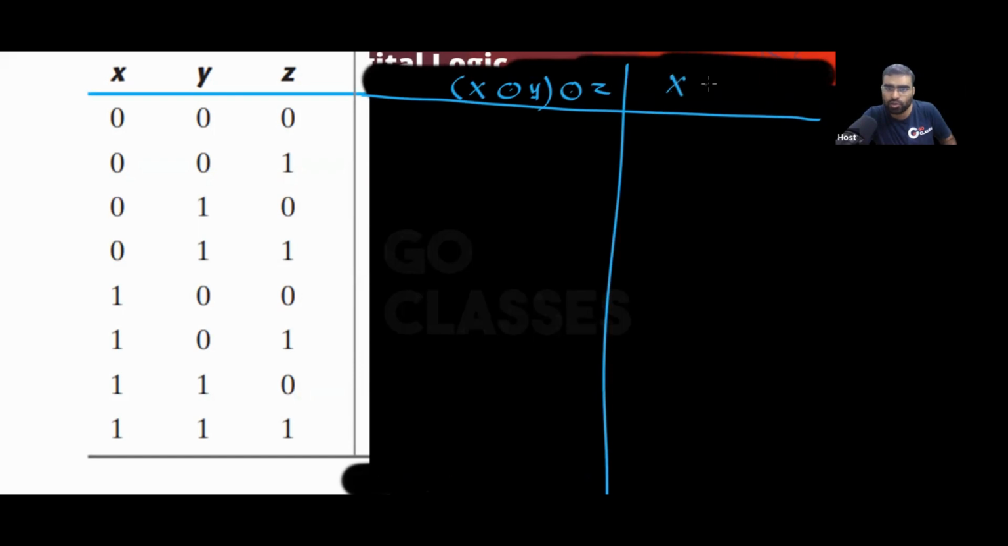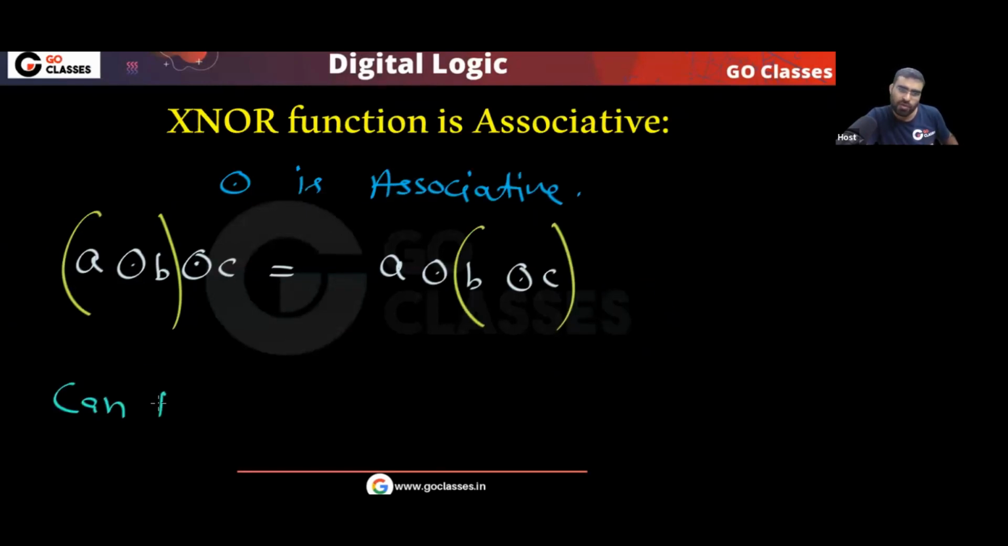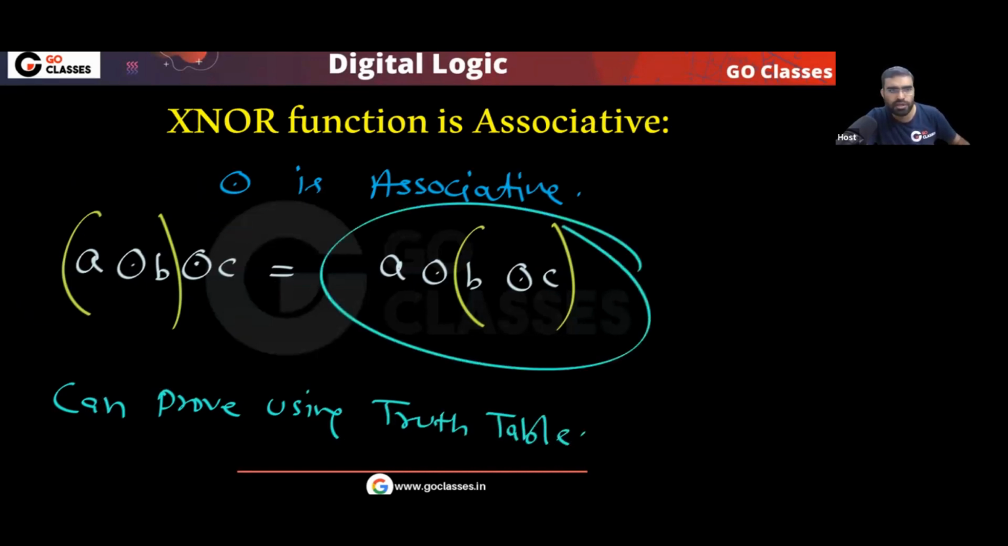Let's quickly create the truth tables for both. Let me create the truth table for X XNOR Y, XNOR Z, and similarly for X XNOR Y XNOR Z with the other grouping. Basically, we want to prove it, and we can easily prove it using a truth table. Just create the truth table for this LHS and also for the RHS.